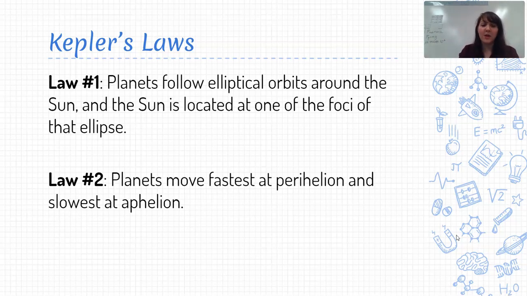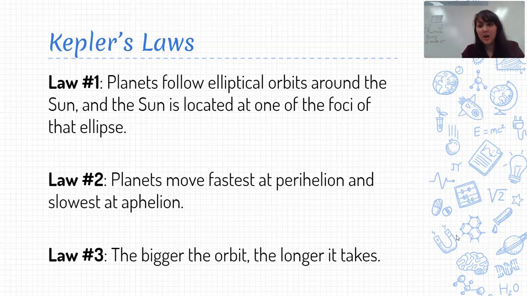Second law from Kepler is that planets will move faster at perihelion and slower at aphelion. So when our planets are closest to their primary body, they've got the biggest gravitational force, the biggest acceleration, and so they are zipping around really, really fast. Whereas at aphelion, when they're farthest away from the primary body that they're orbiting, we've got the least gravitational force, the least acceleration, and therefore our objects are moving the slowest during that part of their orbit.